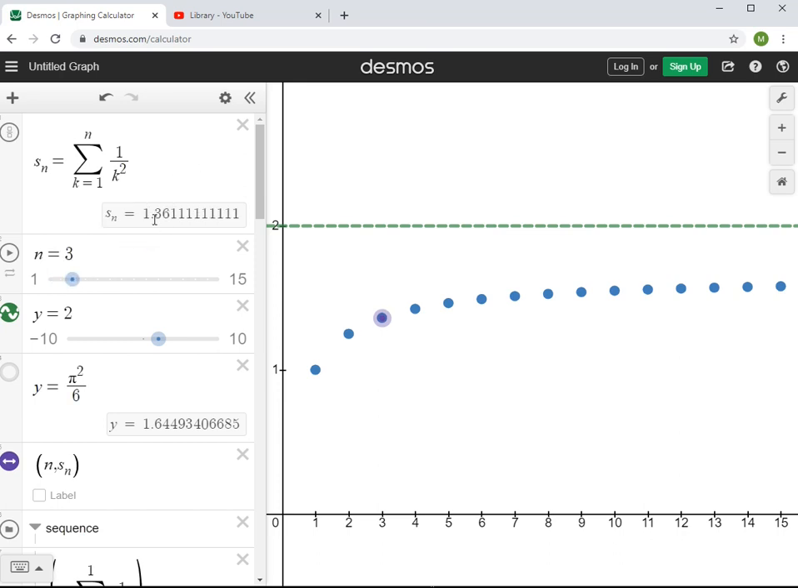S sub 3 is 1.36, and that's 1 plus 1 over 2 squared plus 1 over 3 squared. Okay, and so on and so forth.